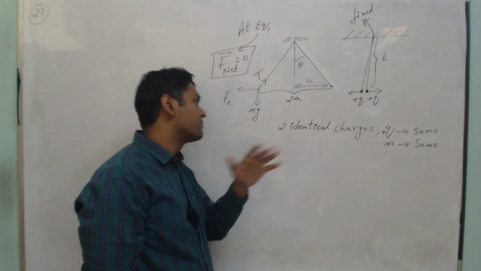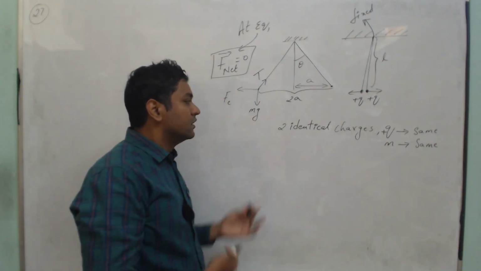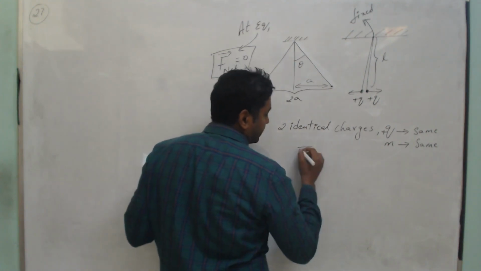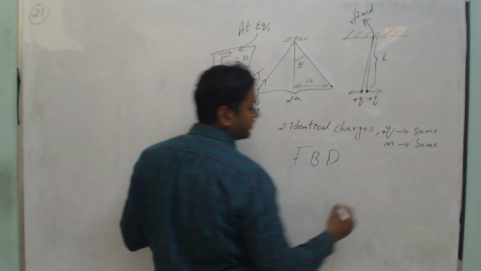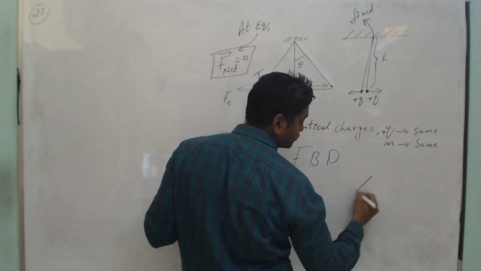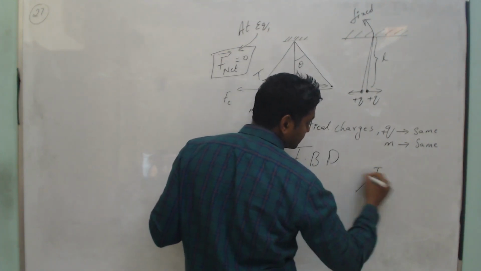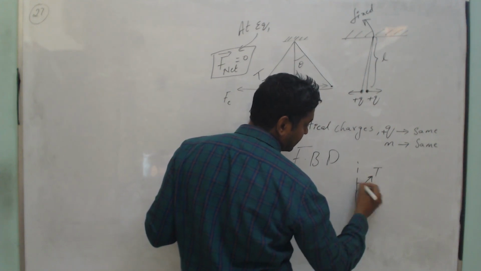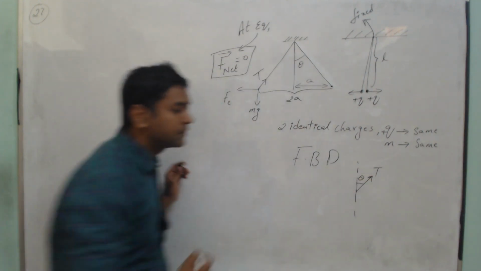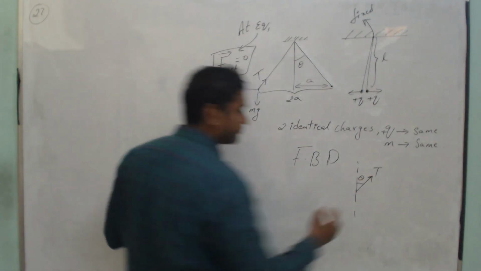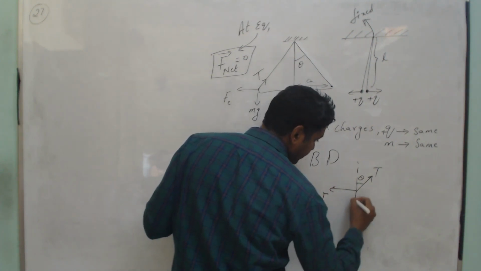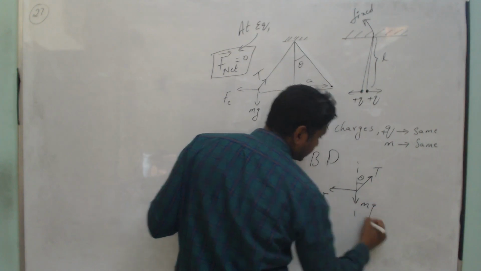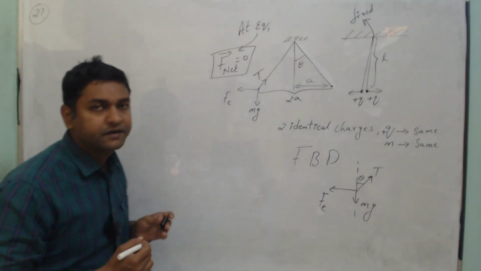Okay. Now let us draw the free body diagram. In the free body diagram, I am showing this is the tension force. This is the vertical line. This angle will be theta, correct? This is my electrostatic force and this downward is my gravitational force, correct?